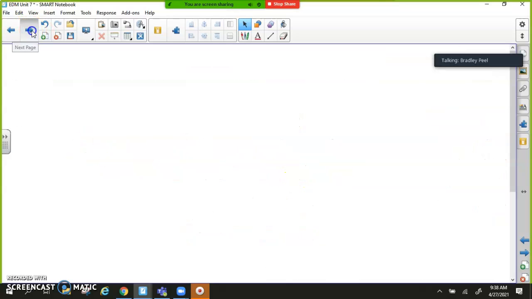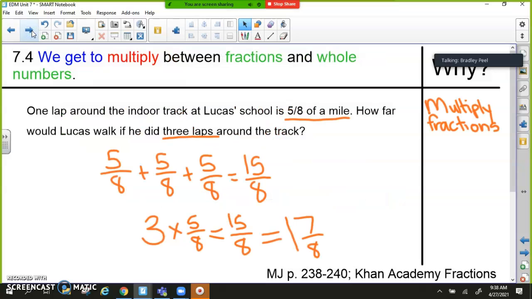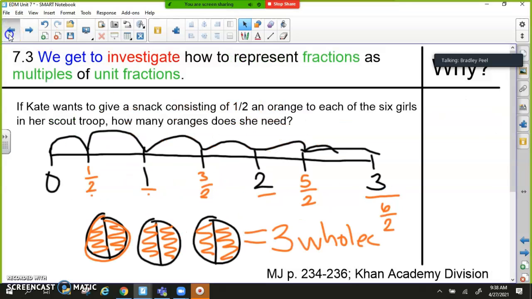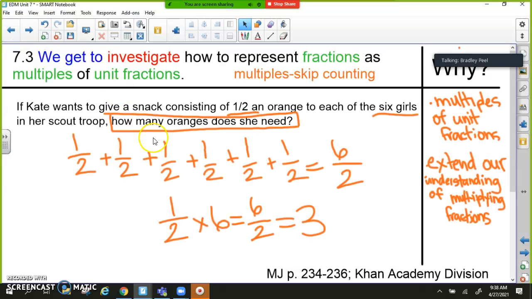We're going to move past unit fractions and get into a variety of fractions where the numerators could be different, besides a 1 here. So, for instance, this says 1 lap around the indoor track at Lucas's school is 5/8 of a mile. How far would Lucas walk if he did 3 laps around the track? So as we know from yesterday, we could build this one of two ways generally.